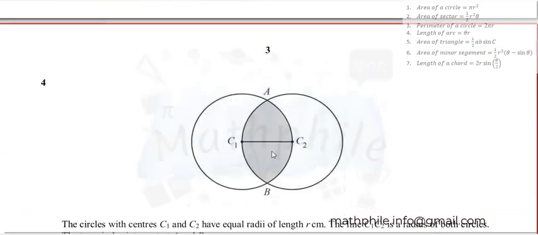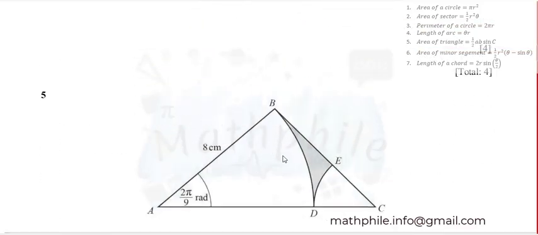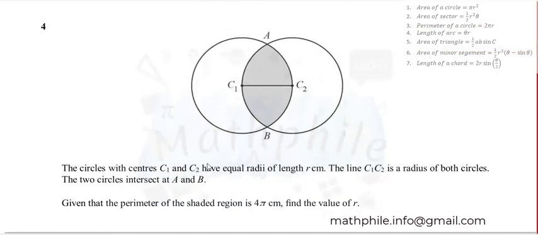We've done 90 minutes. Okay, the last question, question number 4. I think that's the last question. We were told that circles with centers C1 and C2 have equal radii of length r centimeters. C1 and C2 is the radius of both circles. I think we've done this already. We're told to find, given that the perimeter of the shaded portion is 4π, the value of r. Okay, so the perimeter is 4π.